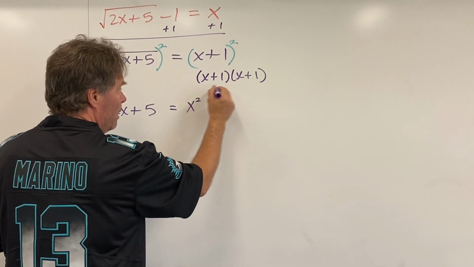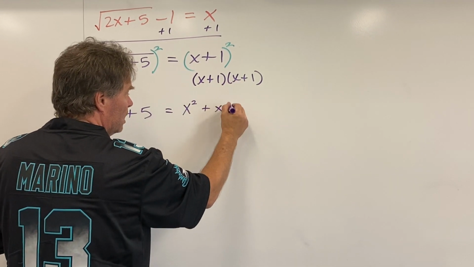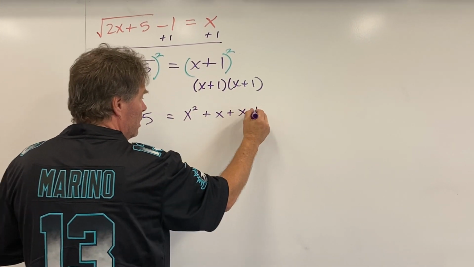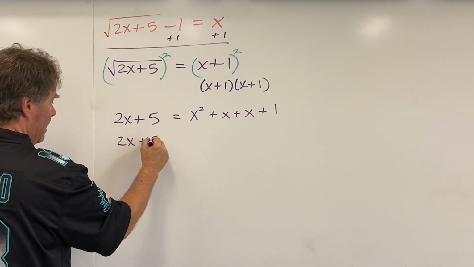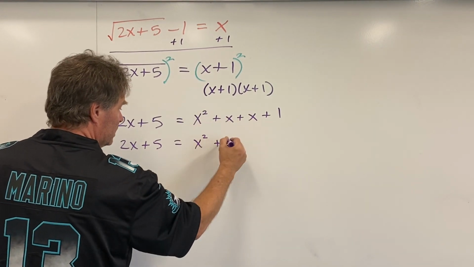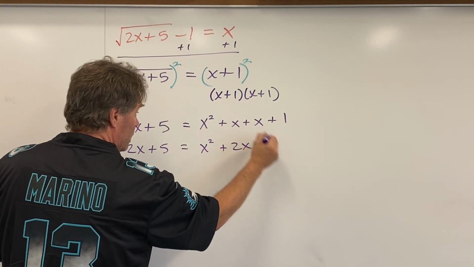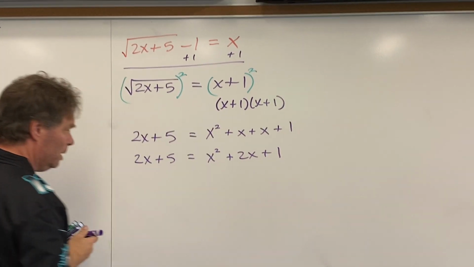X squared plus x on the outside plus x again on the inside plus 1. That's going to be, hang on, x squared plus x and x is 2x, plus 1. That's what you get if you FOIL this guy out. X squared plus 2x plus 1.